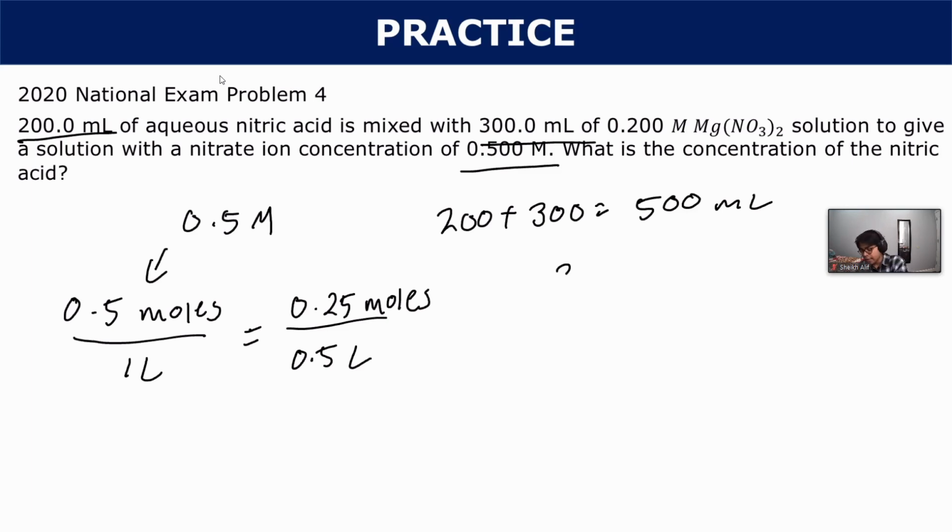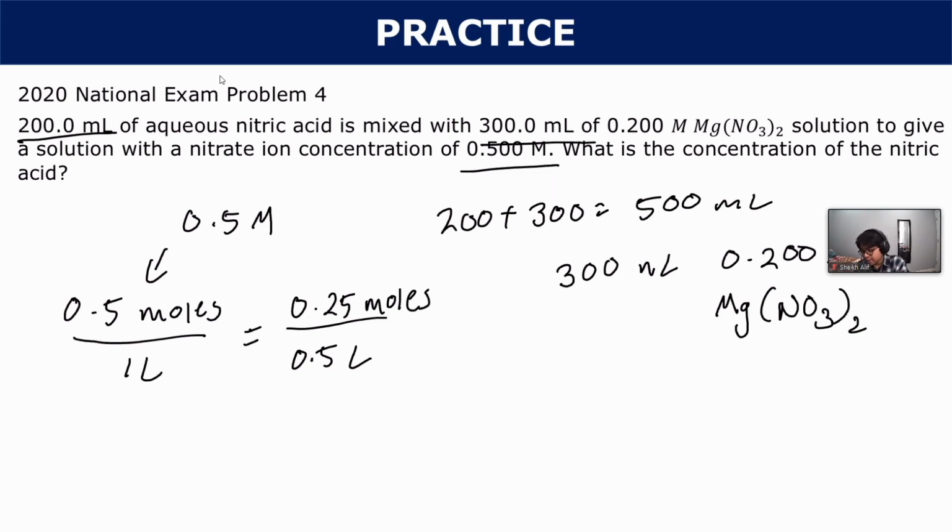So if we calculate how many moles of nitrate ion are coming from the 300 milliliters of 0.2 molar solution, we can subtract that number, however many moles we got from there, from 0.25 to get how many moles we're going to have to get from the 200 milliliter solution. And using that, we can figure out the concentration. So first, let's see how many moles of NO3 is coming from the 300 milliliter solution.